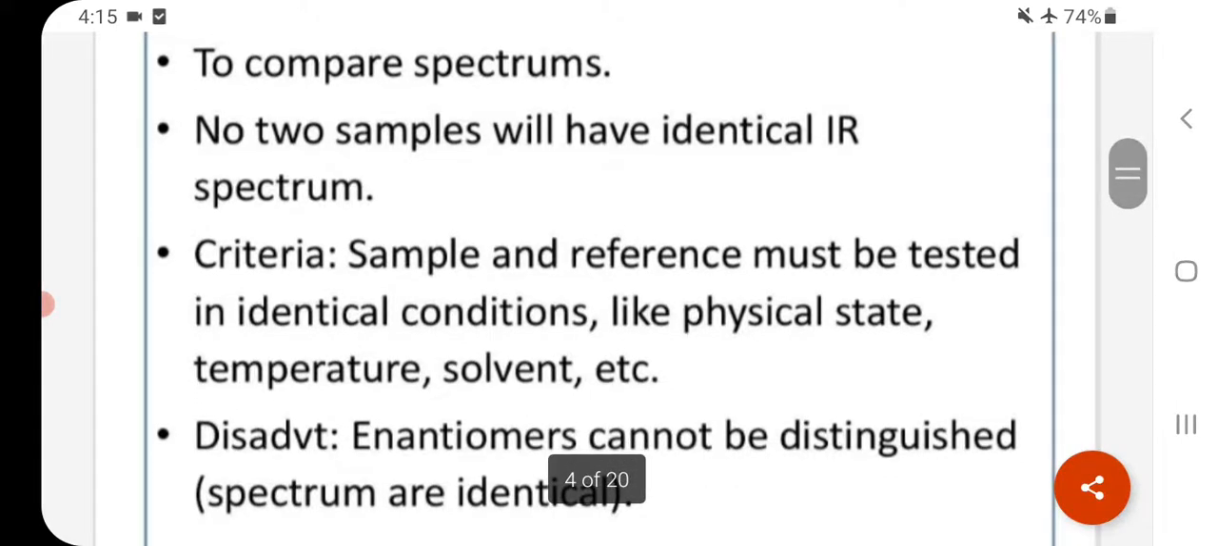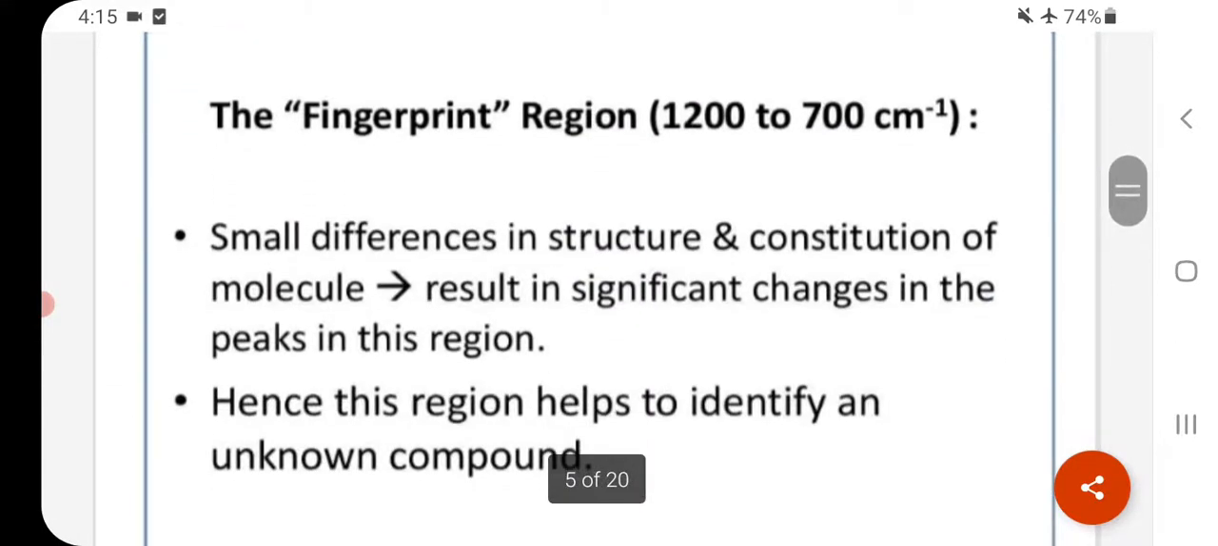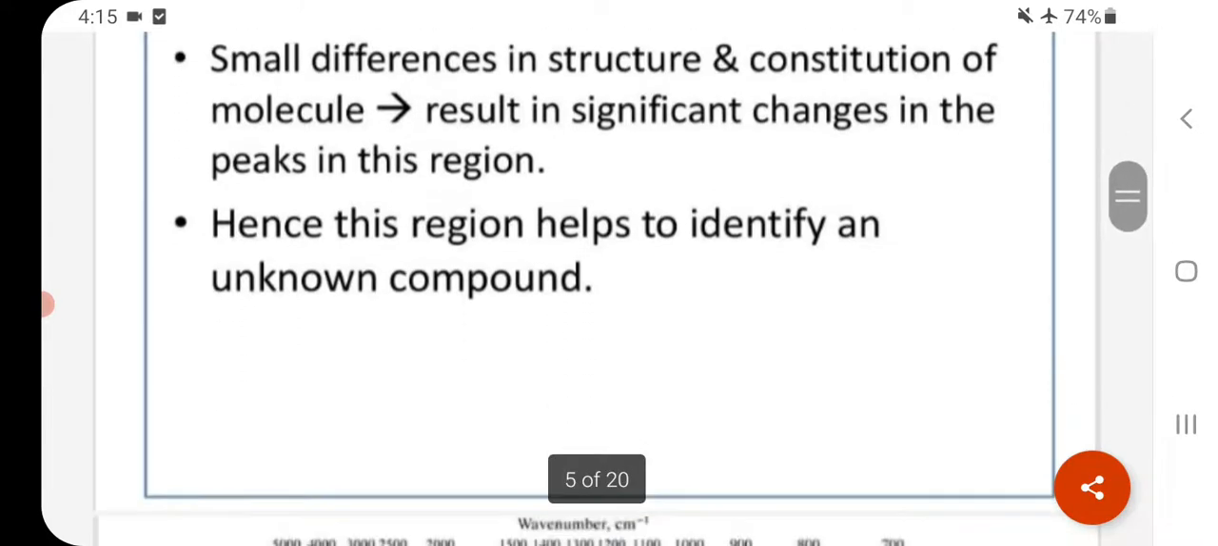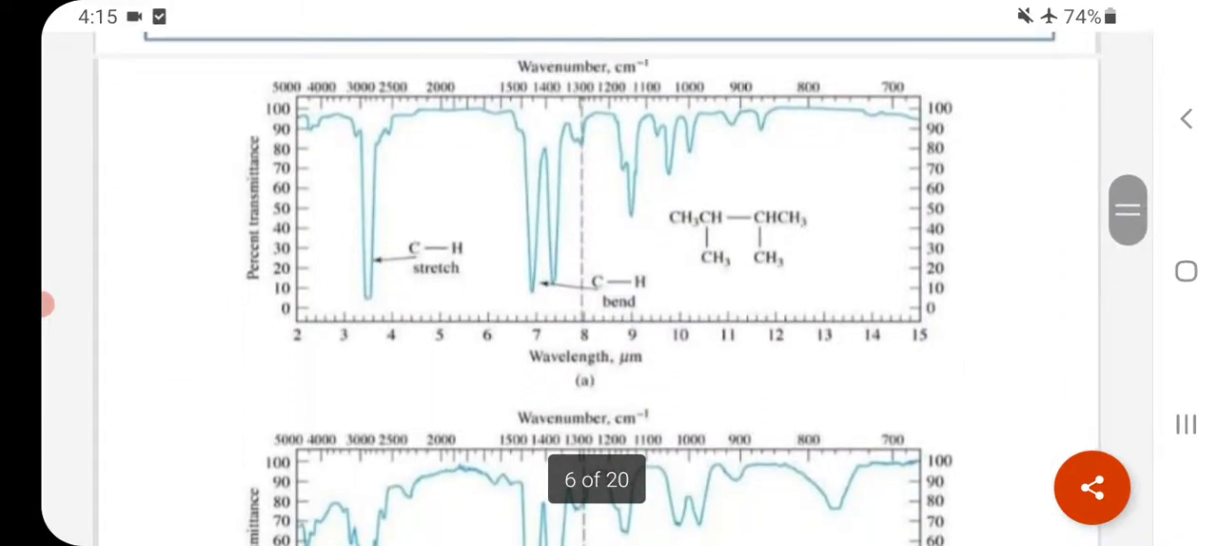Enantiomers cannot be distinguished. The fingerprint region, 1200 to 700 cm inverse, shows small differences in structure and constitution of molecule. Hence, this region helps to identify unknown compounds. These are the graphs of the infrared region: transmittance versus wavelength.